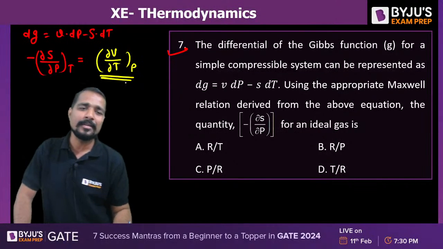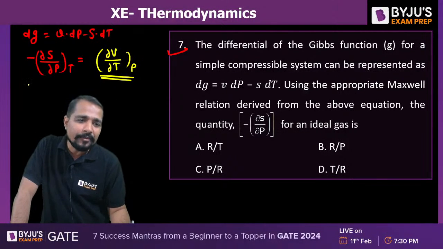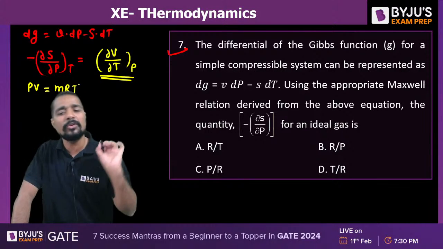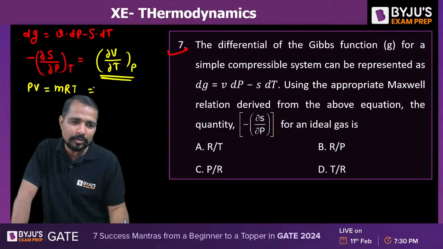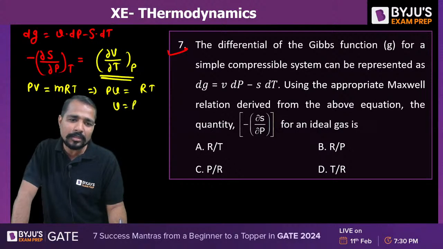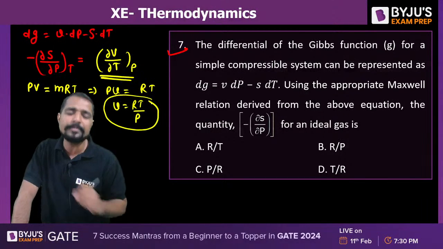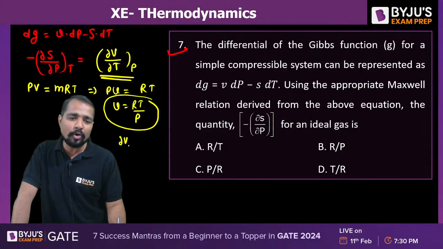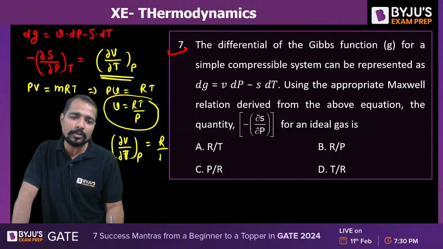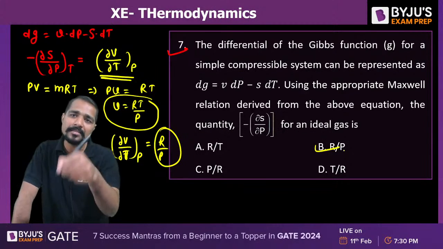So let's solve it. So in this case, my dear, if the ideal gas equation is there, then PV is equal to mRT. Is it or not? Specific we are talking about. That's why PV is equal to RT. So in this case, V is equal to RT divided by P. Then do the differentiation of this equation: dV over dT at constant pressure will be equal to R by P. Are we not getting B answer?